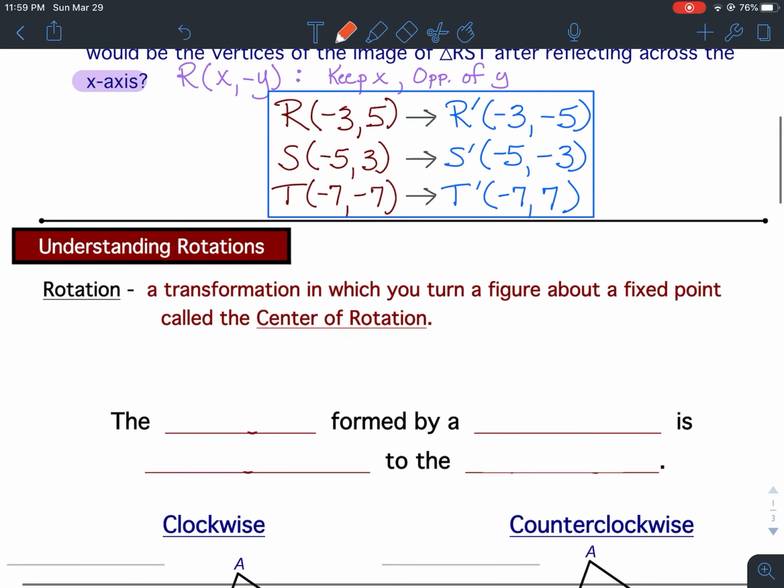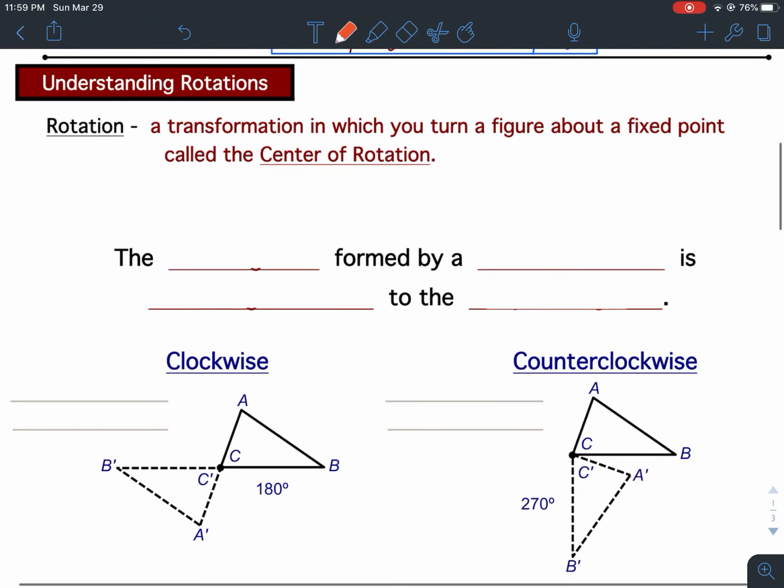Okay, lesson 19 is on rotations. This is the third type of transformation we're going to learn. A rotation is a transformation in which you turn a figure about a fixed point called the center of rotation. So there's going to be a certain point that we rotate the image around. A majority of the time for us, the rotation is going to be around the origin on the coordinate plane. But in these couple examples here at the bottom of the page, it's around a fixed point other than the origin.